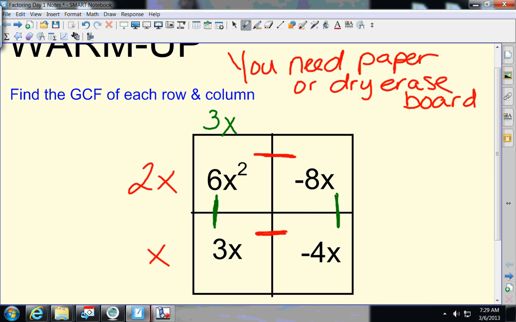What about out of these two? No, not 2. 4. 4 goes into 4. 4 goes into 8. That's going to be one of the mistakes you guys are going to do. You're going to think that take 8 divided by 4 and get 2. Okay? 4 goes into both of them, so this is a 4, and there's also an x in both of them.